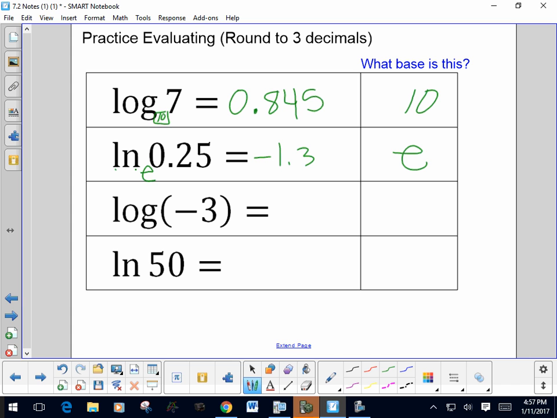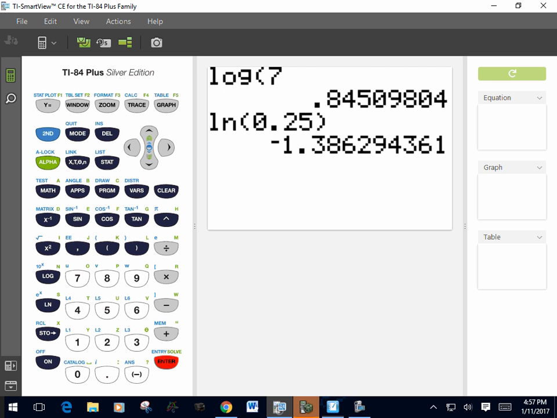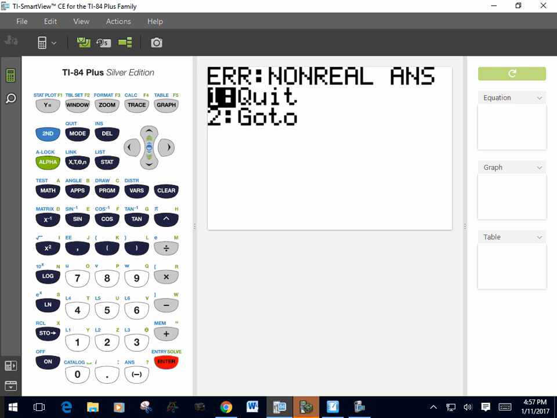Negative 1.386. The next one, the log of negative 3. We can type that on our calculator, log of negative 3. Hit enter, and our calculator says, hey, that's a non-real answer. It's like an error. It's not part of the domain of the log.